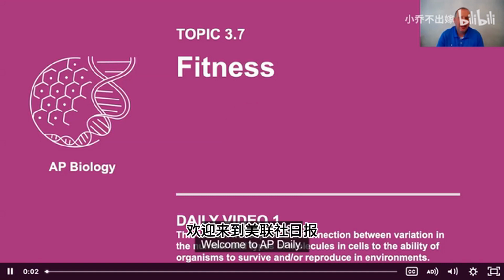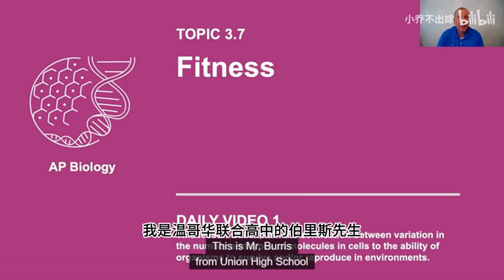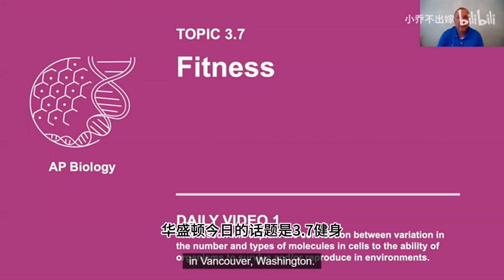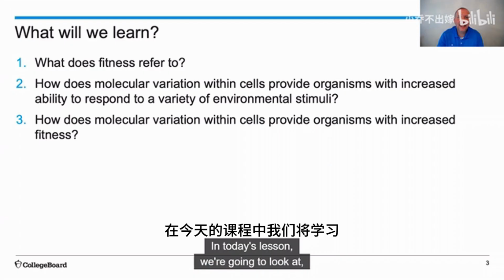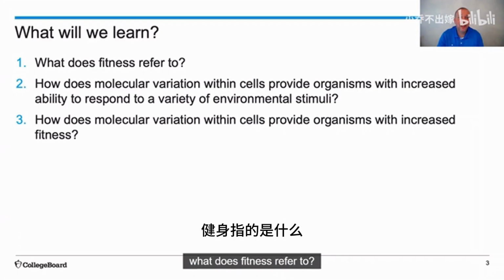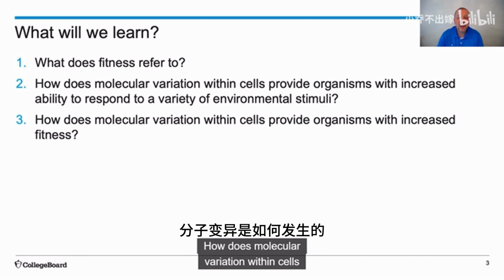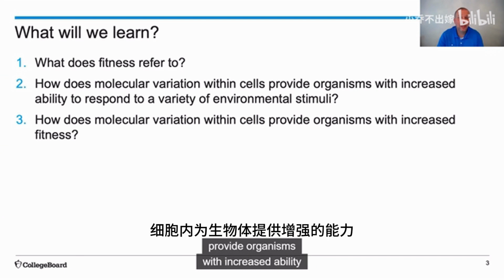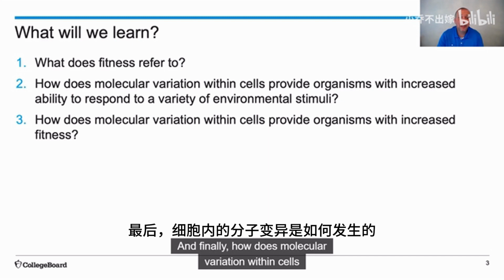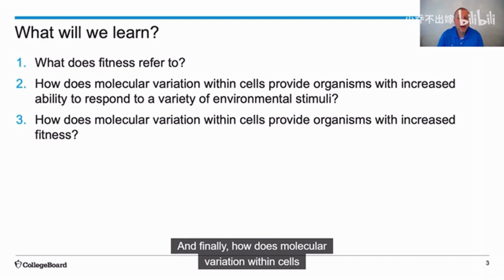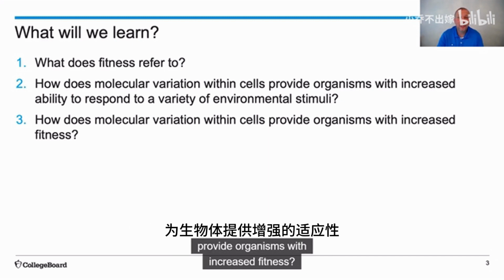Welcome to AP Daily. This is Mr. Burris from Union High School in Vancouver, Washington. Today's topic is 3.7 fitness. So what will we learn today? In today's lesson, we're going to look at what does fitness refer to? How does molecular variation within cells provide organisms with increased ability to respond to a variety of environmental stimuli? And finally, how does molecular variation within cells provide organisms with increased fitness?